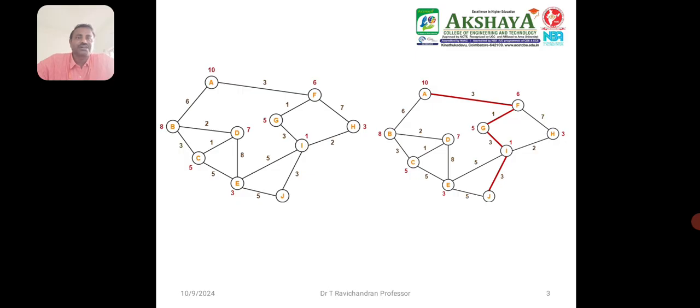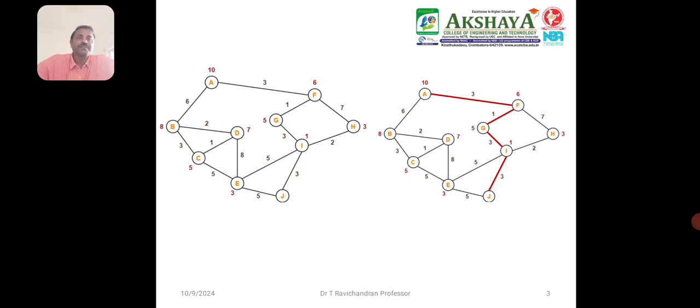A has h of n equal to 10. There are two cost paths: A to B is 6 and A to F is 3. So automatically the lowest value is chosen, and we move through A to F. From F there are two paths, one is F to G and the other F to H. F to H has a cost of 7.